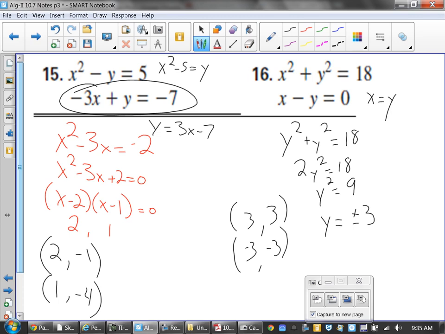Wait, why aren't they flipped? Why isn't it like negative 3? Because if y is positive 3, y equals x, so therefore x is positive 3. If y is negative 3, therefore x is negative 3. All right?